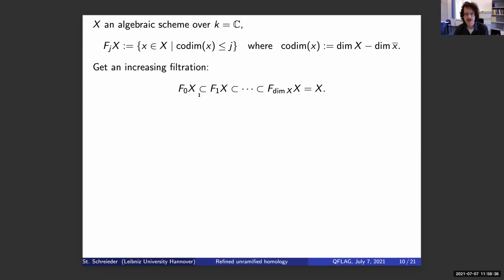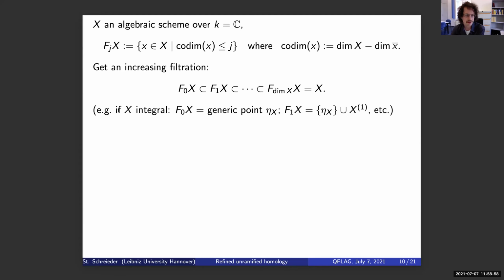In this way, we get an increasing filtration that starts with F^0 and it goes up until F^dim X. Right? Because if this j here is the dimension of X, then I have collected all points. Every point has codimension at most the dimension of X. And here's an example. So if X is integral, then F^0(X) would just be the generic point, and F^1(X) would be the generic point plus all codimension 1 points, and so on.